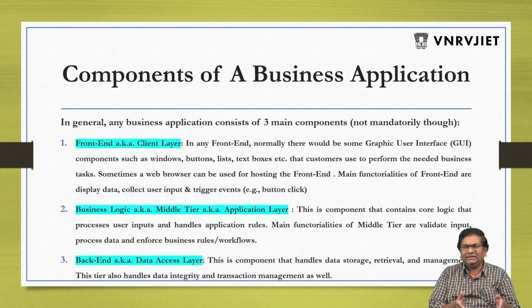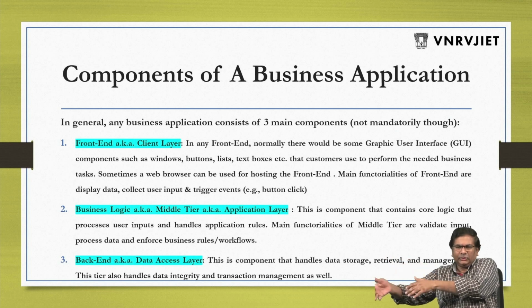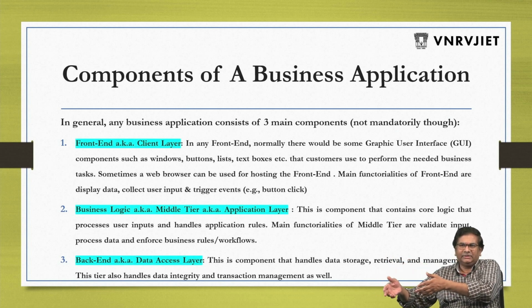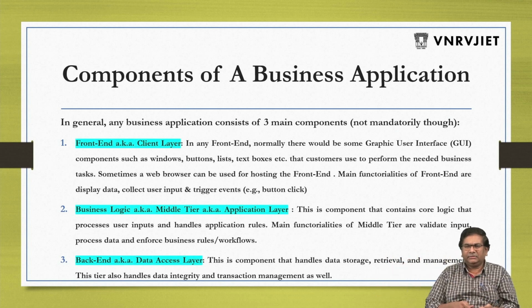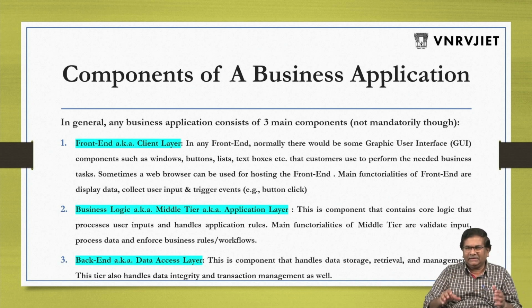So as I said, there are three layers. The front end, where the user inputs; then the business layer or middle tier, which actually processes the data; and the back end, where the data is stored basically permanently, so that you can retrieve it back. Once retrieval happens, it again comes back to the front end through the middle tier. So this is how a business application normally works.